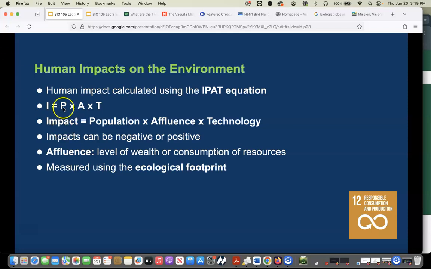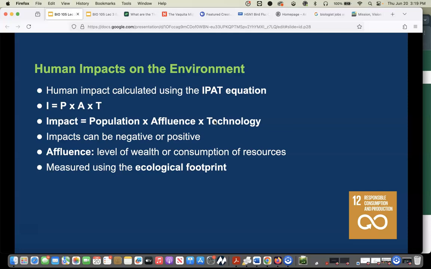The P is for population size. Okay. The A is for affluence, and the way that we measure this is resource consumption per person. So affluence means how many resources we can consume per person. Obviously, a more affluent area is going to consume more resources per person. And then times T for technology.